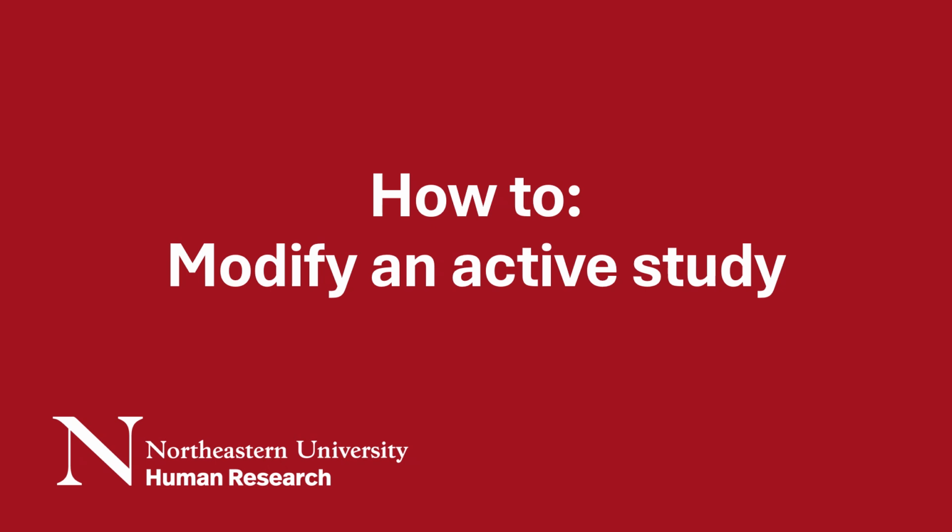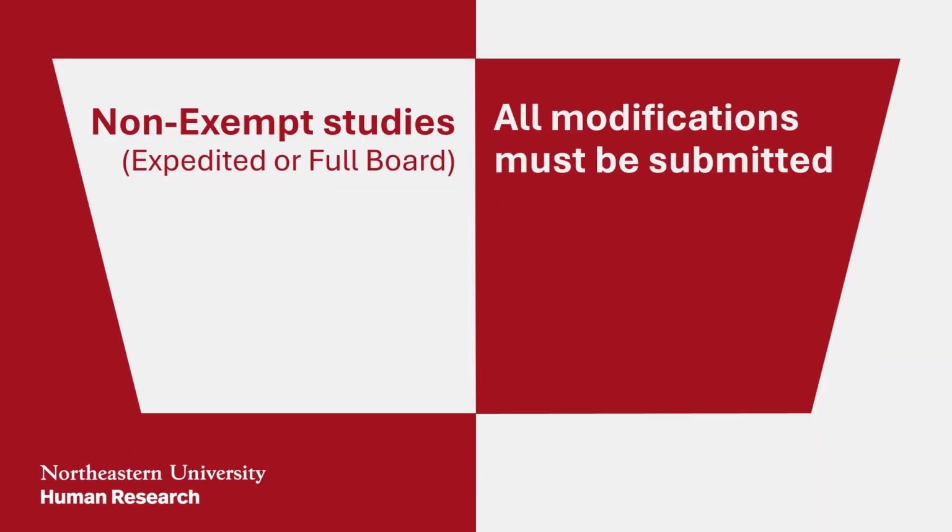I'm from the Northeastern Department of Human Research, and today I'm going to show you how to prepare a modification to a study that's already approved. This video is going to be geared toward non-exempt studies, meaning studies where your approval letter says either expedited or full board. For these studies, all modifications need IRB approval before you can implement them. That includes any changes to the procedures you'll be following or the materials you'll be using, even minor changes.